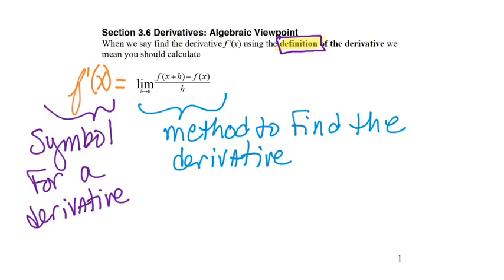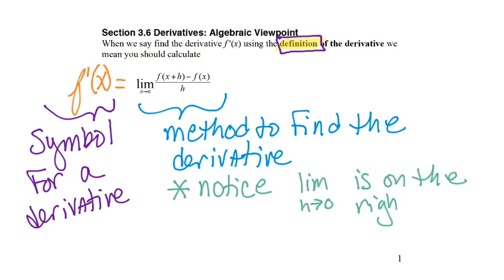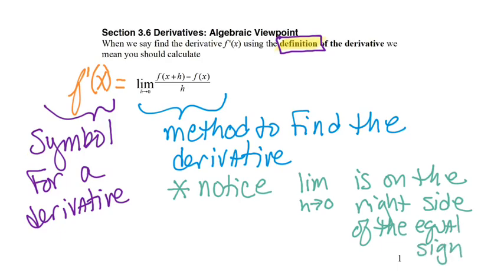An important thing to notice about this formula is that the limit as h goes to 0 is on the right side of the equal sign. When people go to rewrite this problem, for some reason the limit shows up on the left or somewhere else weird, but you'll always be given the definition, so it's nothing that you need to memorize.